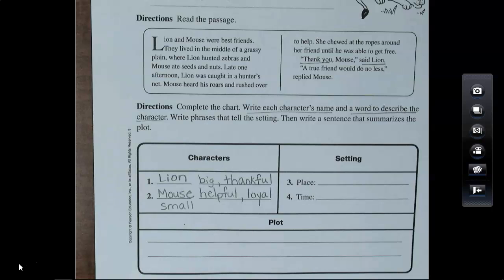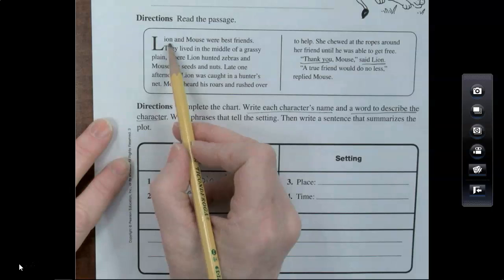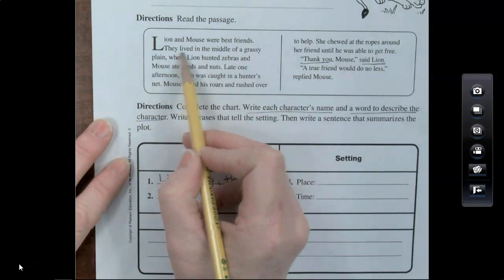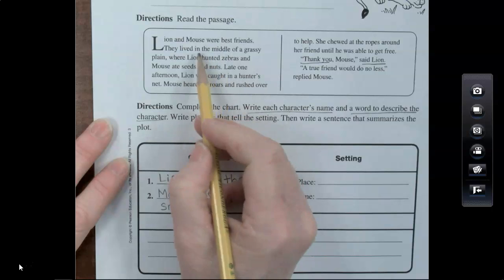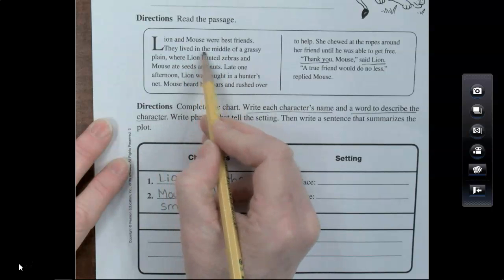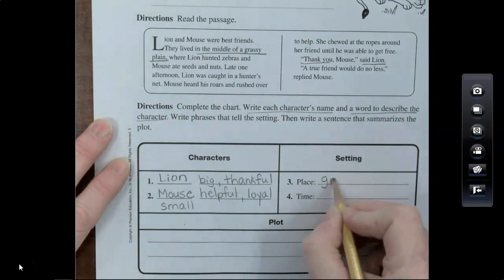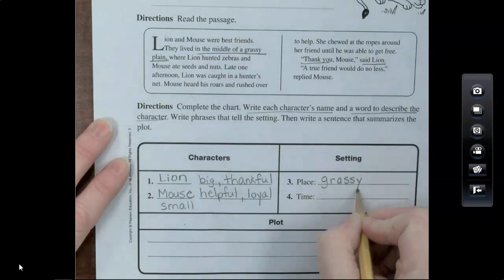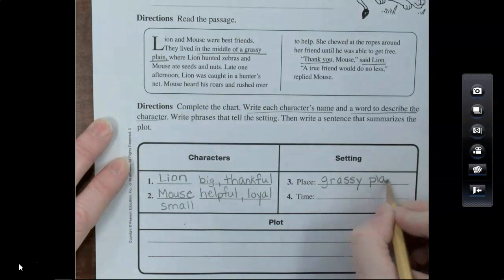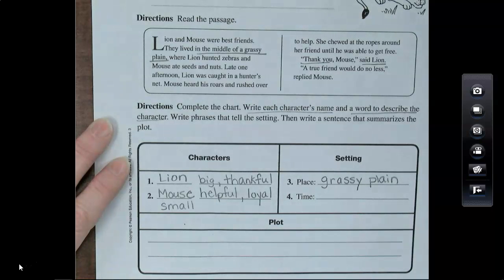Okay, moving past the characters, let's go to setting. For the setting, we'd like the place and the time. You have to look back in the story to get that. So I'm going to look back in the story. It says lion and mouse are best friends. They lived in the middle of a grassy plain. So that's where they are. They are in the middle of a grassy plain. So the place where they live is a grassy plain. All right. That's the place.